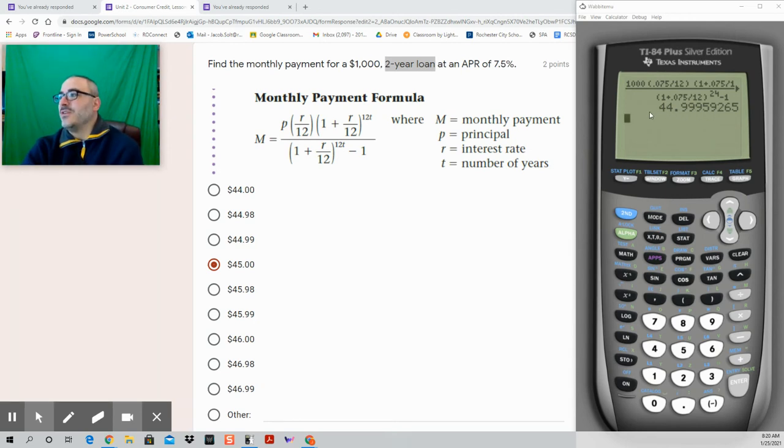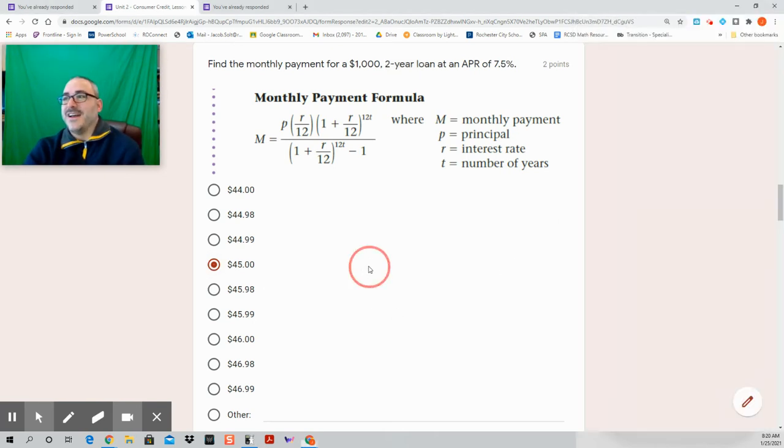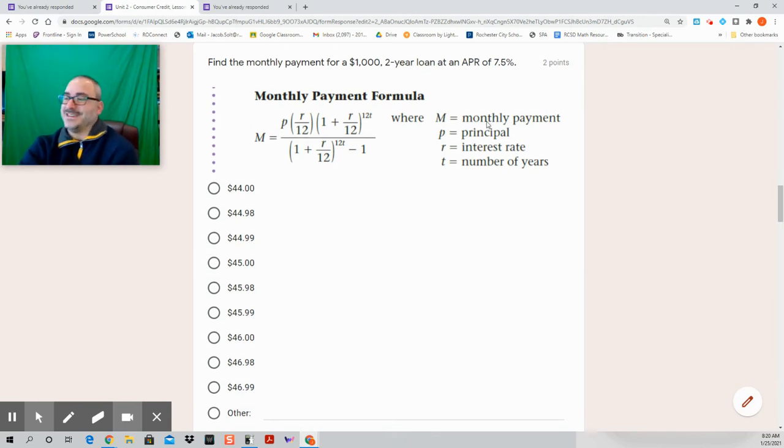All right, so 44.9995, right? So we have to round this to the nearest cent. This 9 in the thousands place rounds this 9 up to a 0, which rounds that 9 up to a 0, which rounds this 4 up to a 5, which gives me 45.00, right? That's the monthly payment for this 2-year loan at an APR of 7.5%.